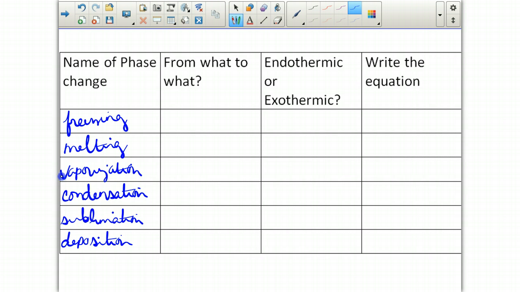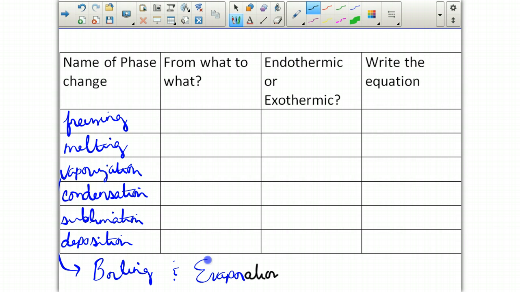It's important to note that there are two different types of vaporization. There's boiling, which is vaporization when heat is applied, and there's evaporation, and that's vaporization at a given temperature. So no heat necessarily needs to be applied.